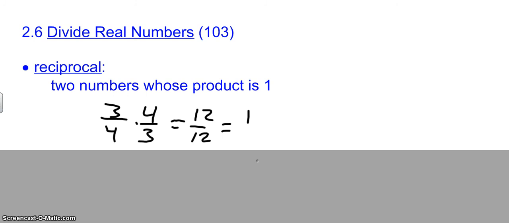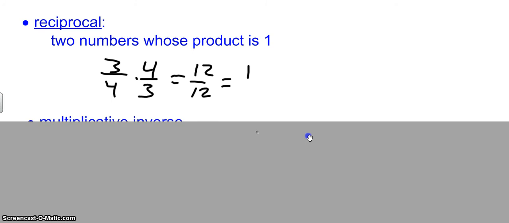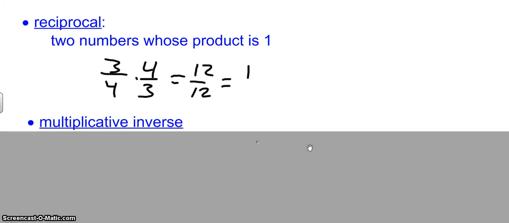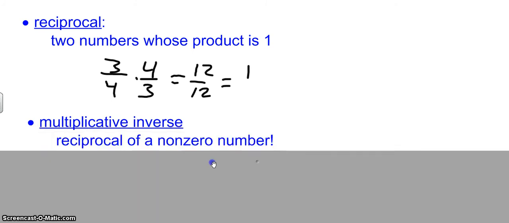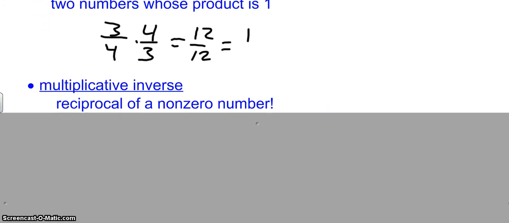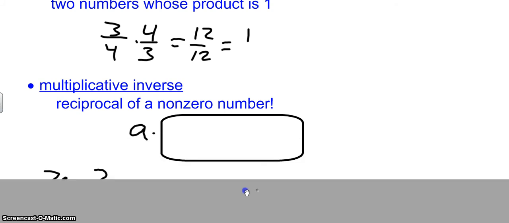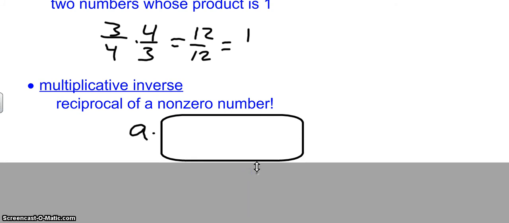Don't forget to pause the video if you need more time, right? So when we were discussing the properties of multiplication, we talked about our multiplicative inverse, right? Our multiplicative inverse says that when we multiply by the inverse, we're multiplying by a reciprocal. Keep in mind that we find reciprocals of non-zero numbers. We'll talk about that in a second.